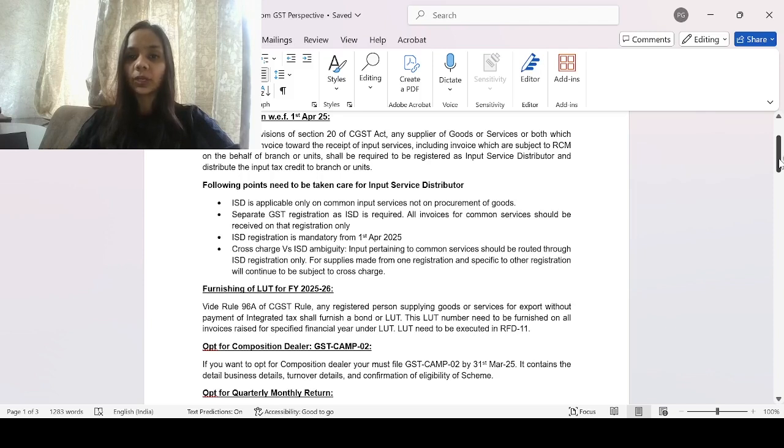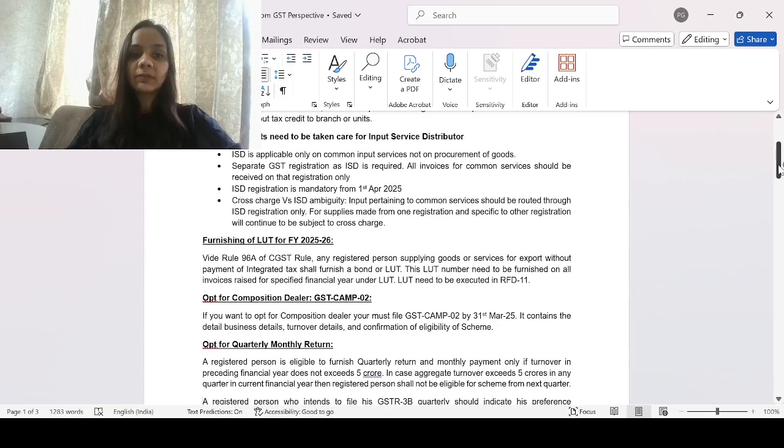This is also important: if we are doing any kind of export of goods or services without payment of IGST and we have not furnished the LUT, the officer has the right to disqualify this supply as an export and levy the GST on the same along with interest. Hence, everybody has to initiate furnishing of the LUT for financial year 2025-26, because as of now the option is available. You can furnish it today as well.